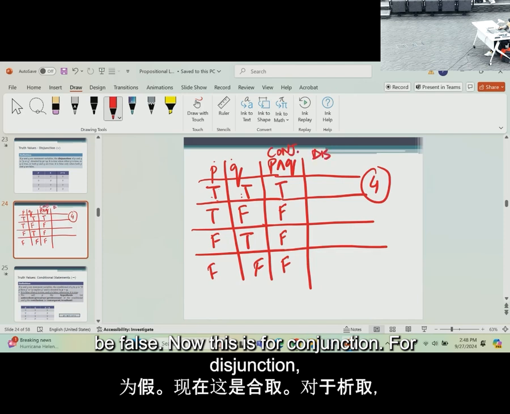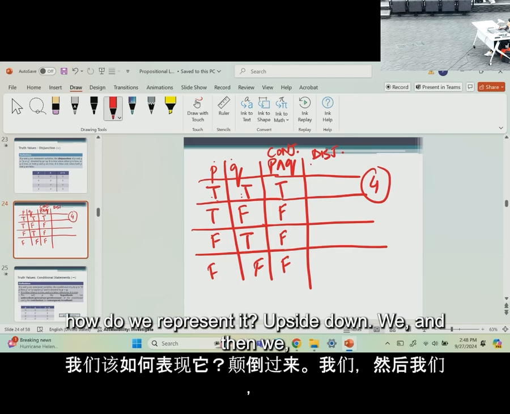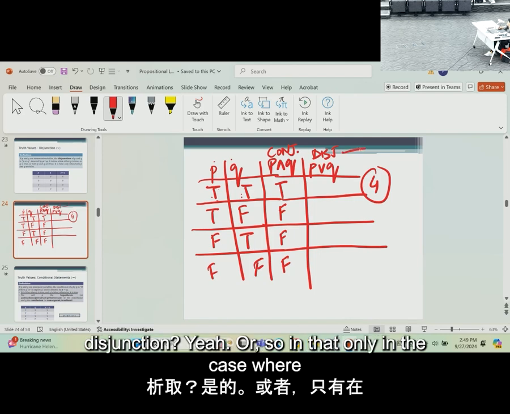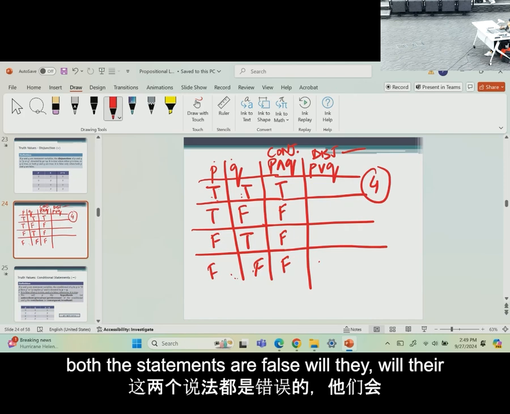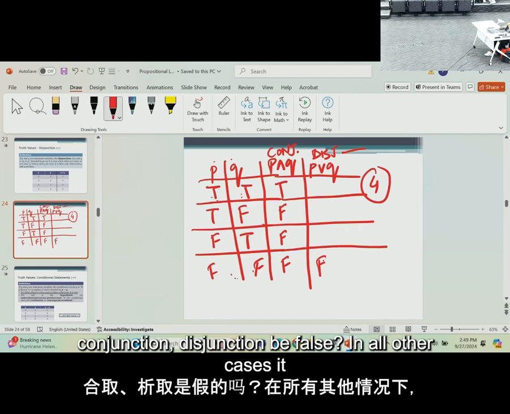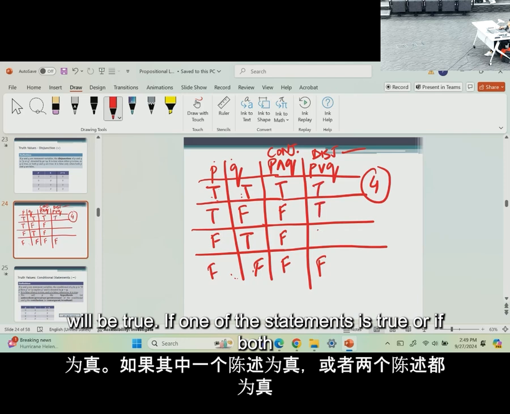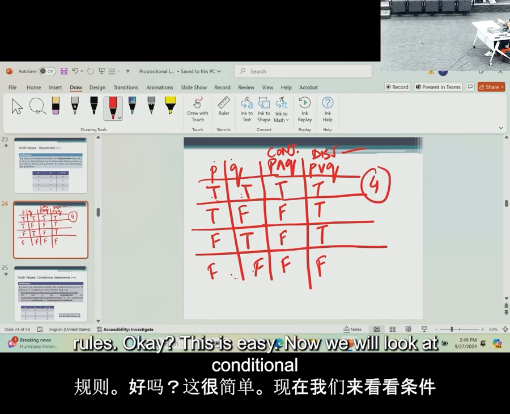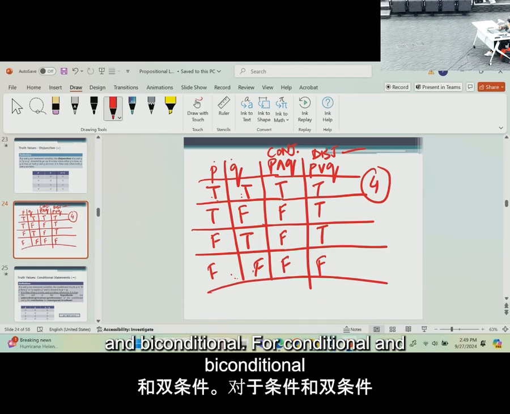For disjunction, how do we represent it? Upside down. And then we have this is disjunction. What operation do we perform in disjunction? Yeah, OR. So in that, only in the case where both the statements are false will their disjunction be false. In all other cases, it will be true. If one of the statements is true, or if both of the statements are true, the disjunction will be true. So conjunction and disjunction have opposite rules. Okay, this is easy. Now we will look at conditional and biconditional.